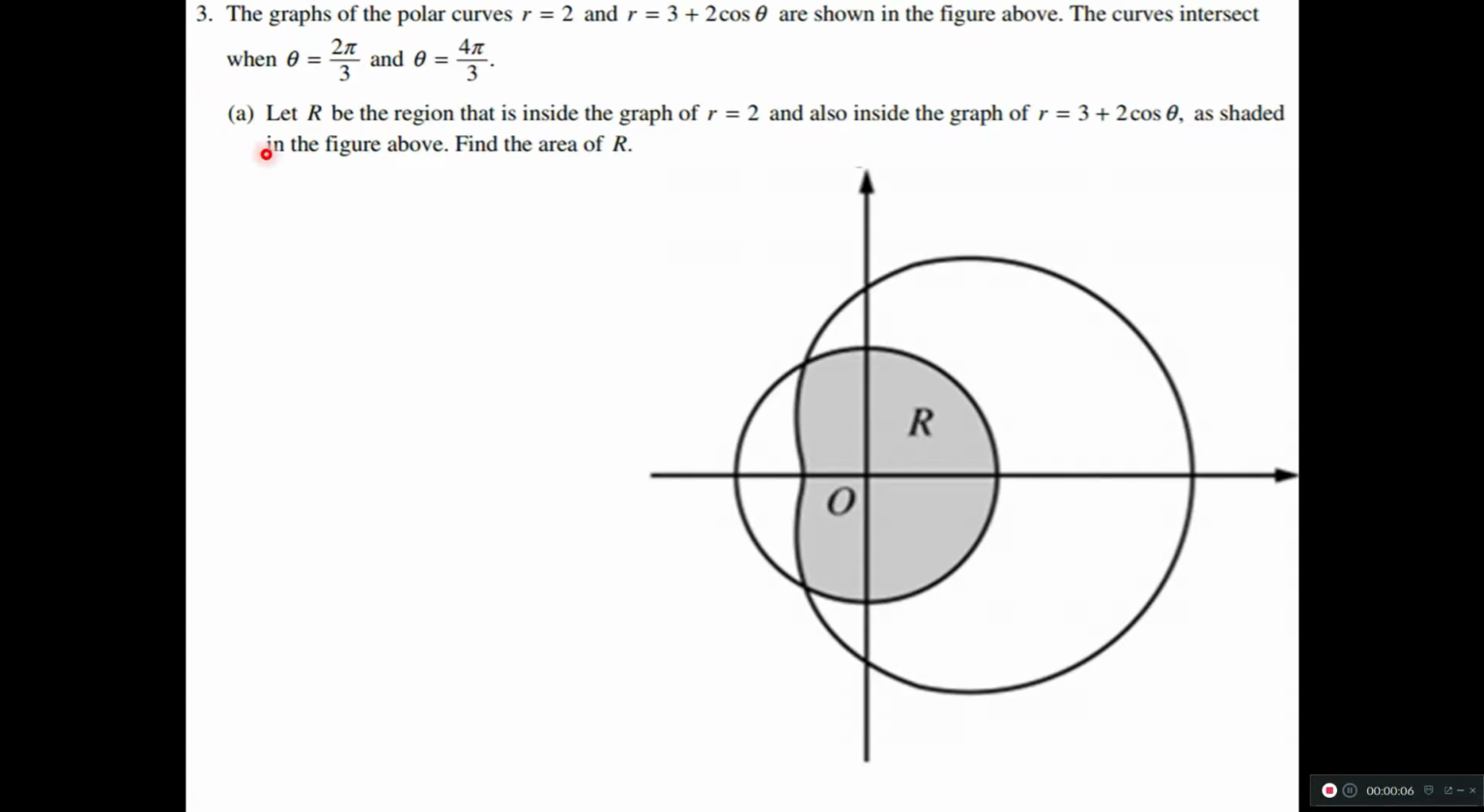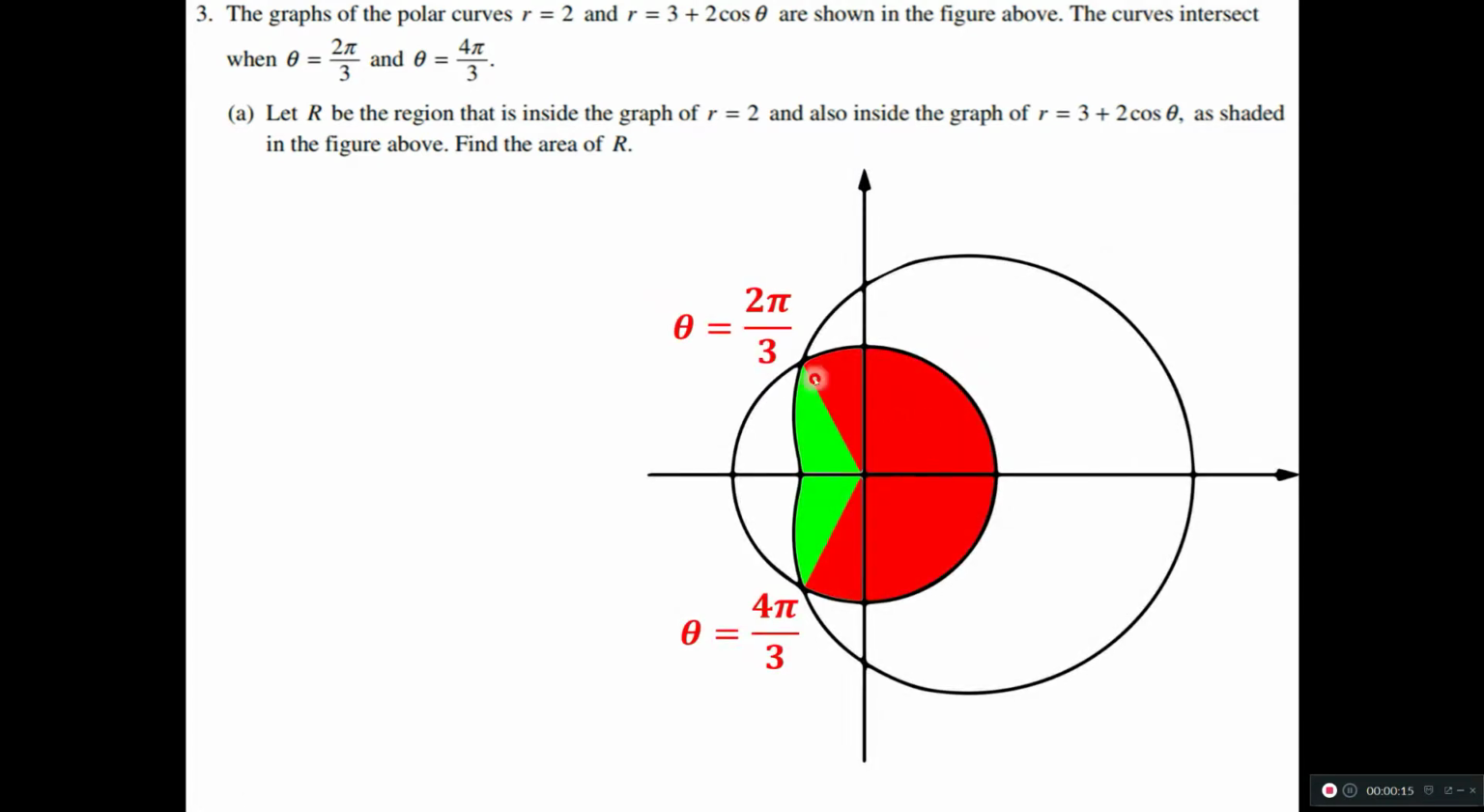Jumping right into problem A. Here what we want to do is find the area of R, which is this shaded region here. The way we should approach this problem is to split up into two simpler areas, this green one here and this red one behind it. Remember that the area for polar is 1/2 times the integral from a to b, which are just the endpoints, of r squared d theta.